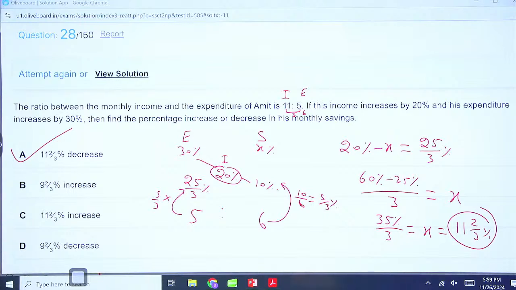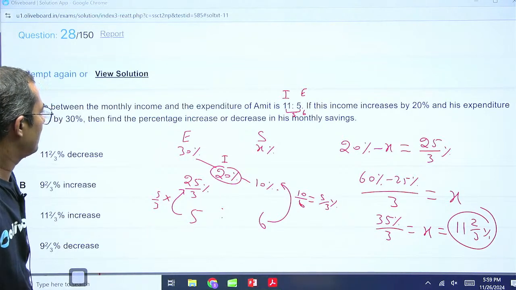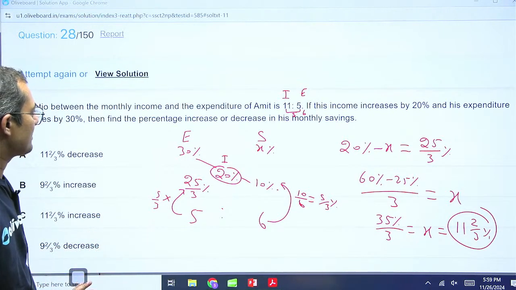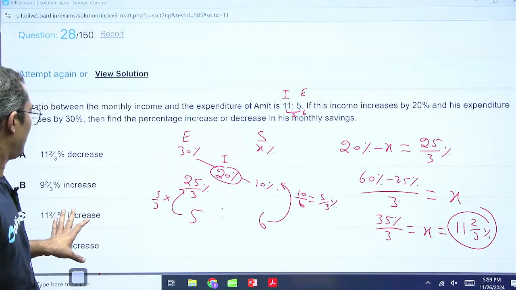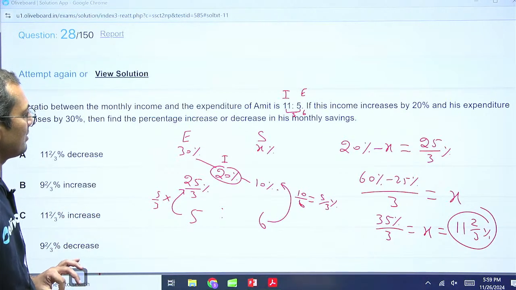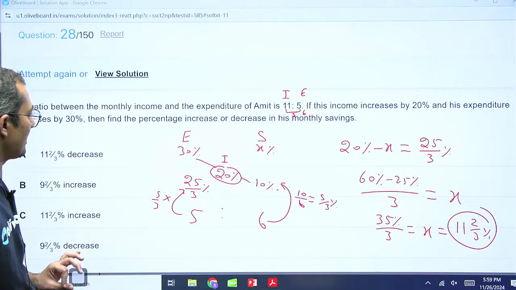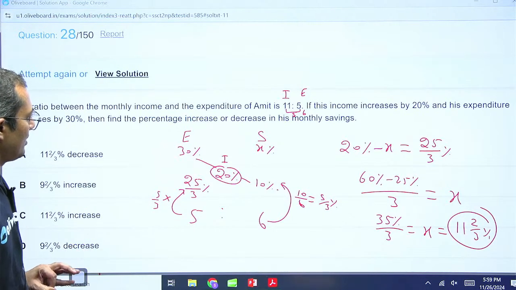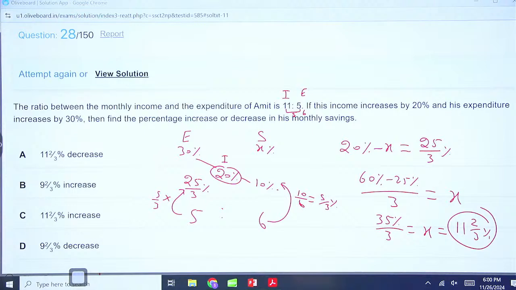Okay, so we can say that, see, sorry, the income is increased by 20%, okay, and the expenditure is decreased by 30%, okay. So we can say that yes, 11 whole 2 upon 3%, right? So 11 whole 2 upon 3% is the right answer.